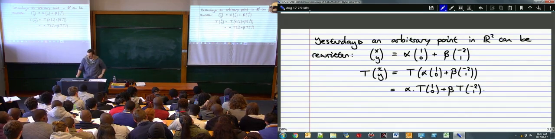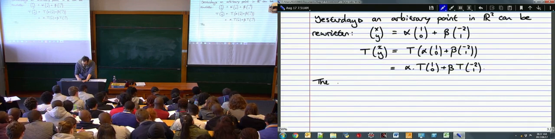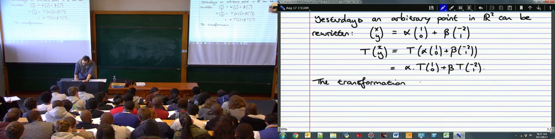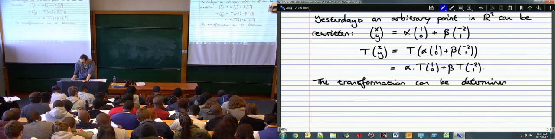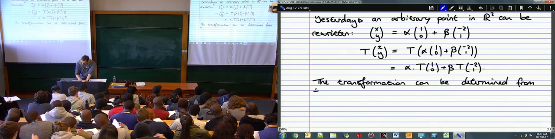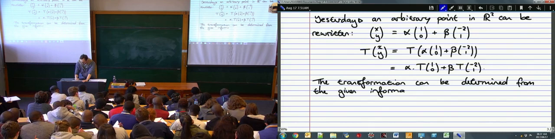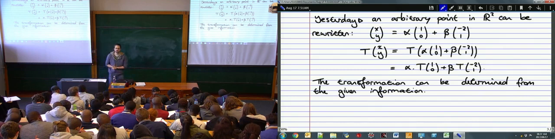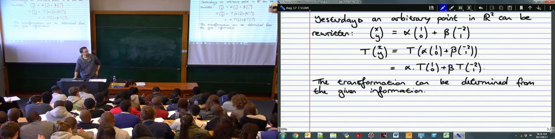Let's write that down. So the transformation can be determined from the given information. It's not the case that there might be many different transformations that all satisfy these same two conditions that we've written down. So let's actually, yes?